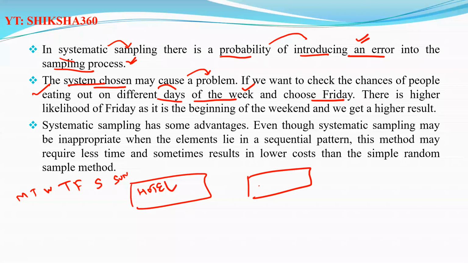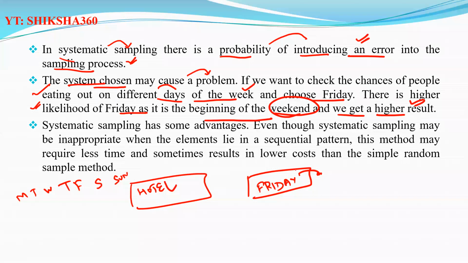If we start from Friday and pick every seventh day, then Friday is the start of the weekend, so there are more persons visiting the hotel on Friday. There is a higher likelihood on Friday, as it is the beginning of the weekend, and we get a higher result of those persons visiting outside for eating.